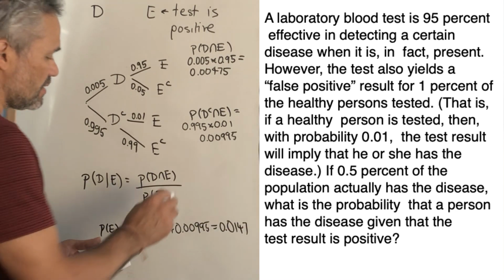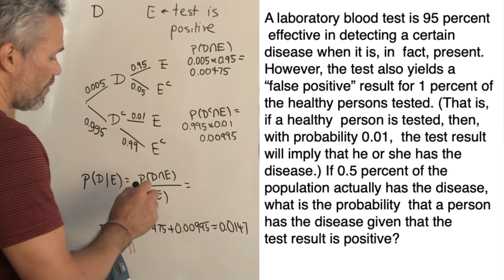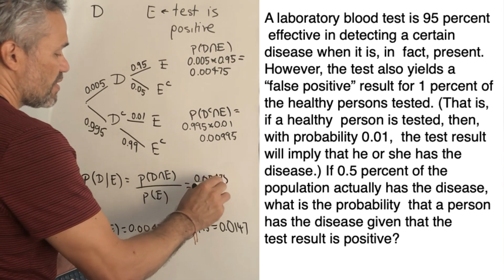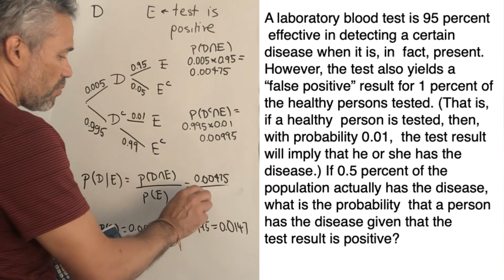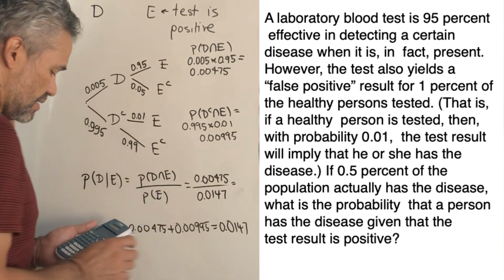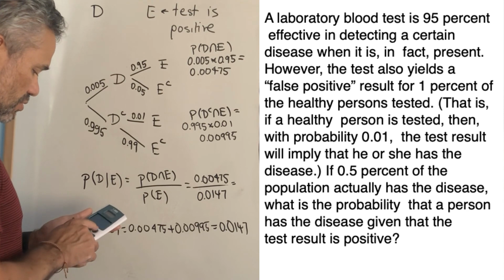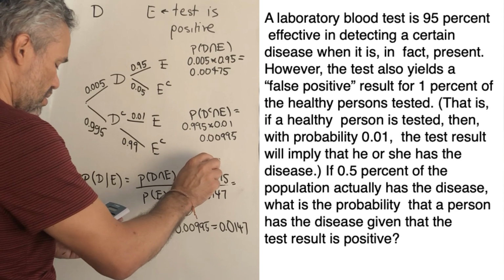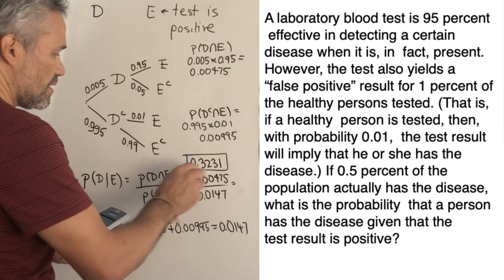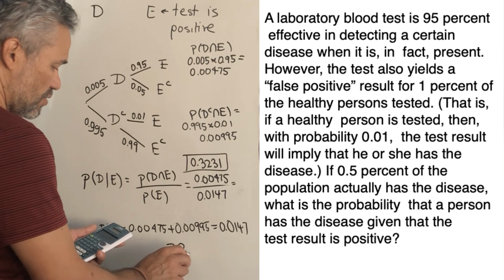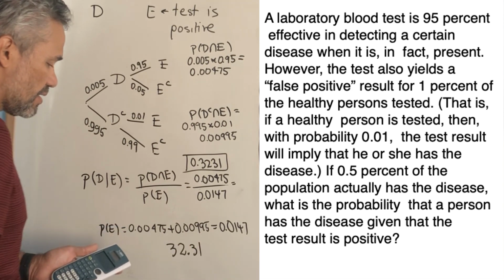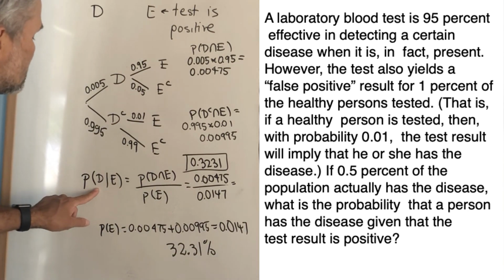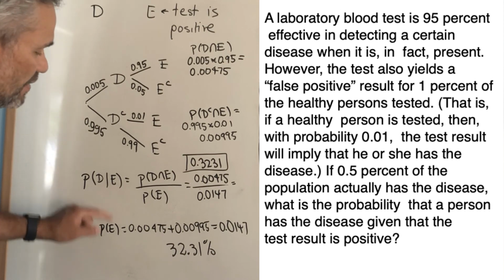0.0147, and then this conditional probability would be 0.00475 over 0.0147, and this is equal to 0.3231, approximately. Then approximately 32.31% is the probability that a person has the disease given that the test was positive. Not that much.